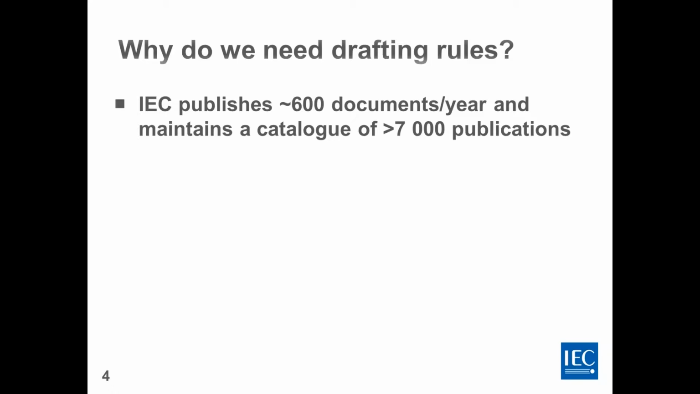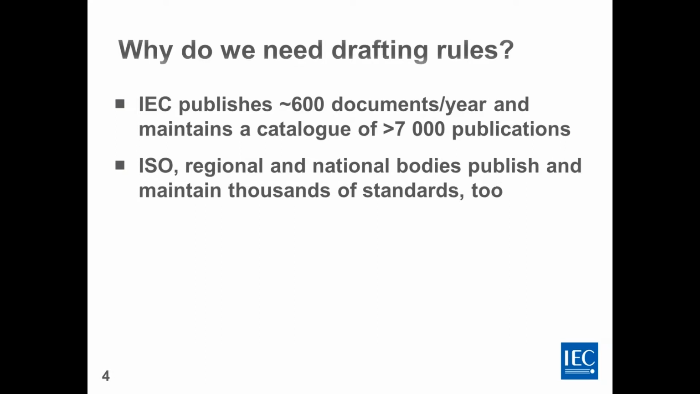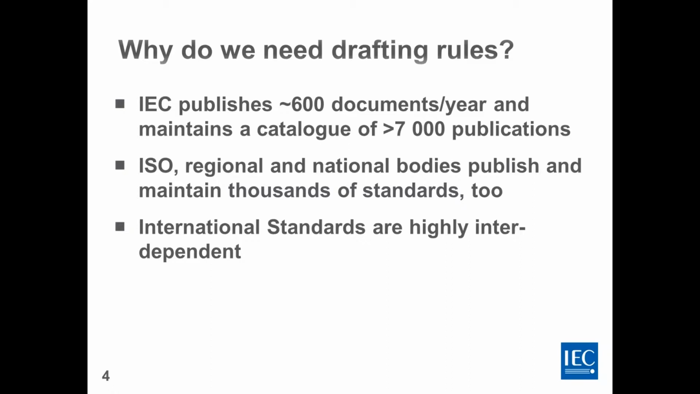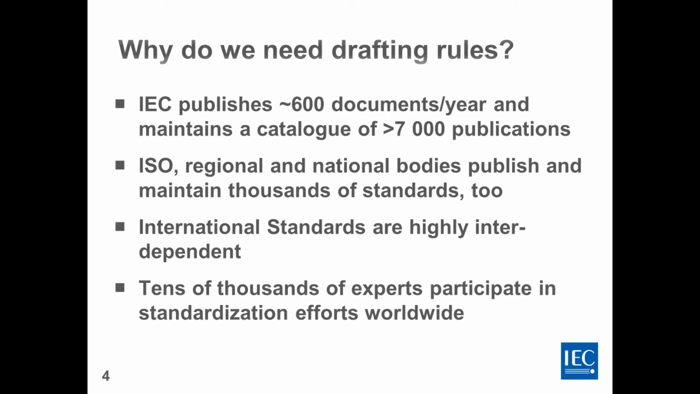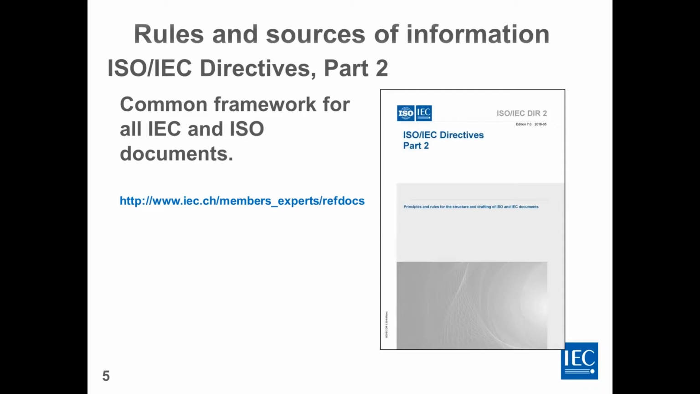The IEC publishes about 600 documents a year and maintains a catalog of over 7,000 publications. Within other sister organizations, for example ISO or in other regional and national bodies, they too publish and maintain thousands of standards. All of these standards are highly interdependent, and in a wider sense also, we have tens of thousands of experts who participate in the standardization efforts worldwide. So many documents, many experts, and a high level of interdependency.